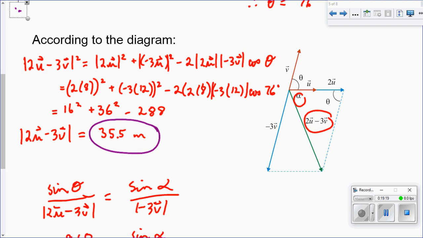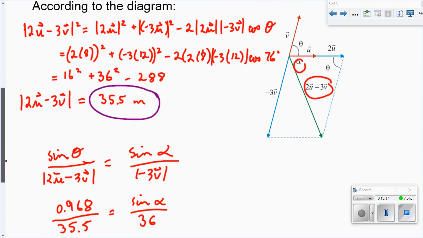Okay, a little bit of work here. So I set up my cosine law on my resultant triangle over here and worked it all out. Some big numbers here, but eventually I get this expression: 16 squared plus 36 squared minus 288. That 288 is found in here. And I get a resultant vector of 35.5 meters.